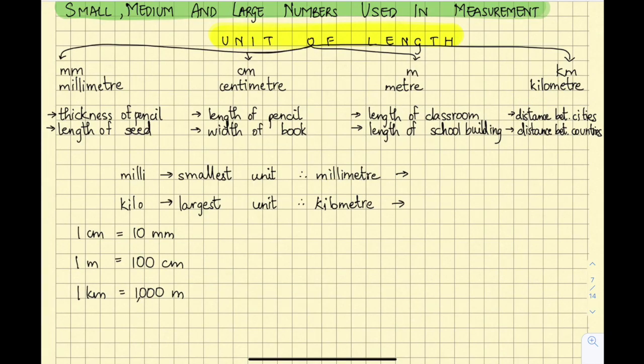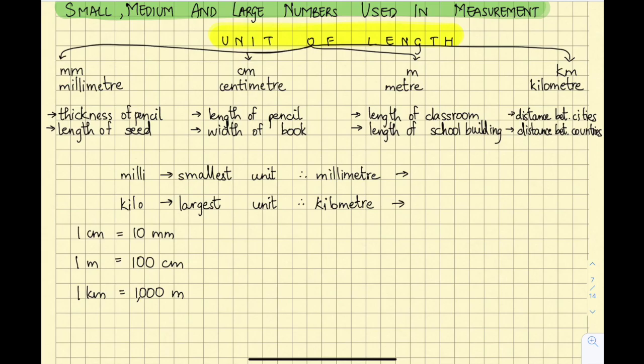Hello everyone, today we are going to see small, medium and large units which are used in measurement. Very firstly we are going to see the units of length. Units of length are mm, that is millimeter, cm centimeter, m is meter and km stands for kilometer. Millimeter is the smallest unit. Still bigger is centimeter, still bigger is meter, and kilometer is the biggest unit.